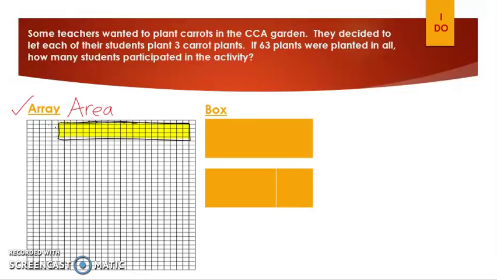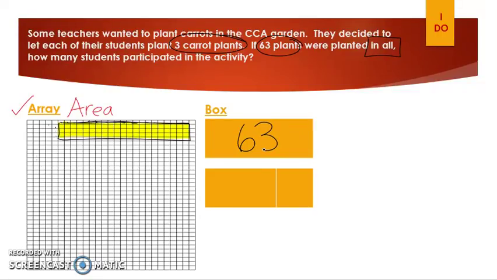Some teachers wanted to plant carrots in the CCA garden. They decided to let each of their students plant 3 carrot plants. If 63 plants were planted in all, how many students participated in the activity? Well, there's a total of 63 plants in all. So in the box, I'll put 63.